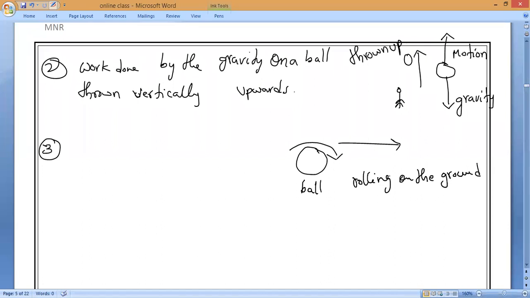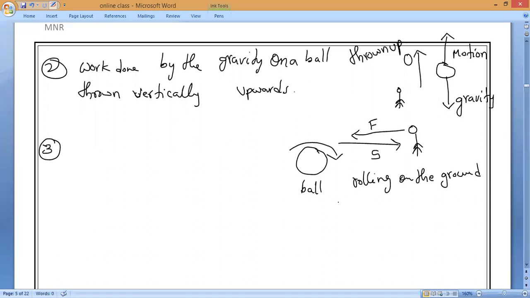Now tell me, what are the cases? For example, first, if you want to stop the ball, there are two ways. One is a fielder who is present here. He will apply the force in which direction? Everybody check it. He wants to stop the ball, so he will apply the force in this direction. But the motion will be in this direction. So in this case, what is the work done? Negative work done. Do you understand?